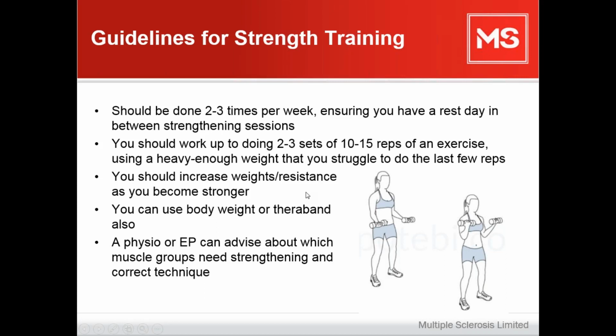Sometimes you might not need weights at all. If you've got a very weak muscle, you might be able to start with just no weights until you get stronger. You should increase the weights or the resistance as you become stronger. So once the exercise gets easier, you want to then increase the weight. You don't have to use free weights. You can use body weight or TheraBand. So for example, body weight squats is a really good way of strengthening your quadricep muscle.